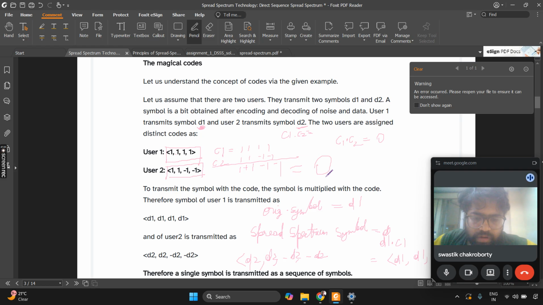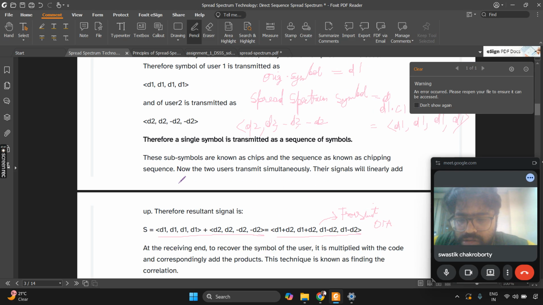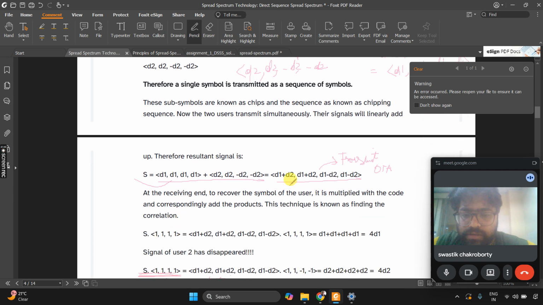To transmit with the code, the symbol is multiplied with the code. So user 1 has the code 1 1 1 1 and the symbol d1. So the spread spectrum information for user 1 is d1 d1 d1 d1. Whereas for user 2 it is d2 into 1 1 minus 1 minus 1, so it is d2 d2 minus d2 minus d2. Now these are added together. So the resultant signal is the addition of the user 1 and user 2 spread spectrum signals: d1 plus d2, d1 plus d2, d1 minus d2, d1 minus d2.